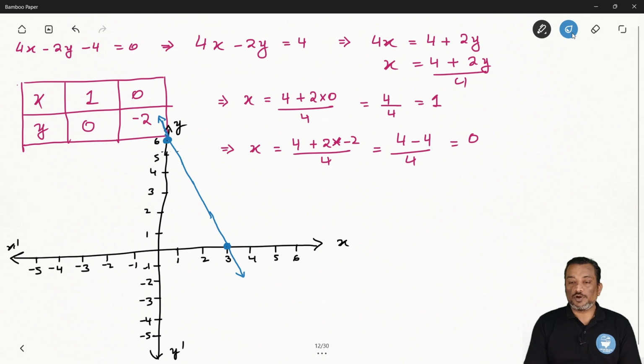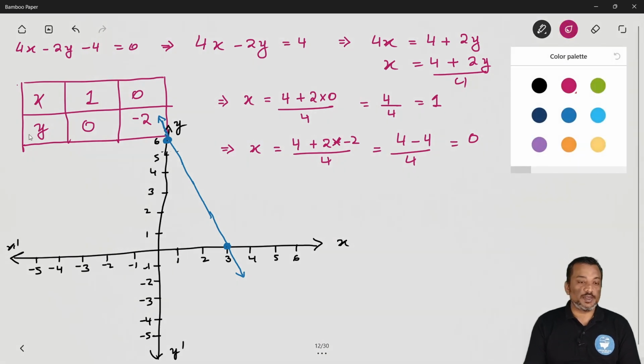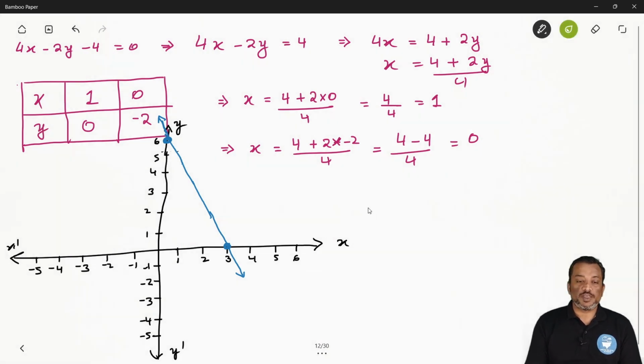Now let me draw this second one. The second one is already given on the same screen, so we can use it. So here the first coordinate is 1, 0, which means x is 1, y is 0. So this is the point. Now second is x is 0, y is equal to -2. So this is the coordinate.